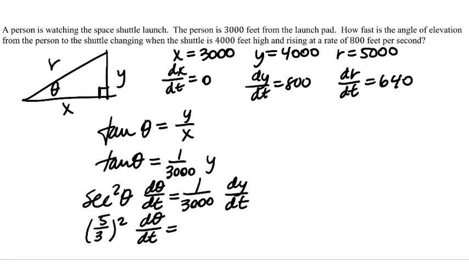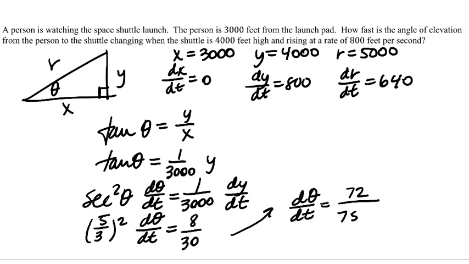And dy dt is 800, so 800 over 3,000 is like 8 over 3. So what I'm going to do is multiply both sides by 9 to get rid of that squared 3. That'll be 9 times 8 is 72. Divided by, okay, I'm going to have to divide by 25 to get rid of the square of 5. So 30 times 25, I think, is 750. And that will be in radians per second.